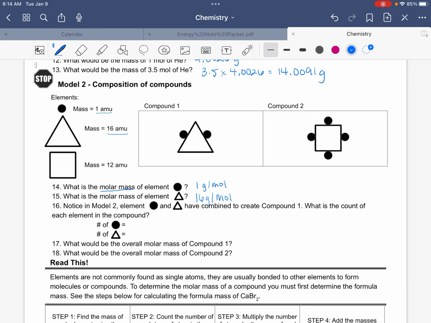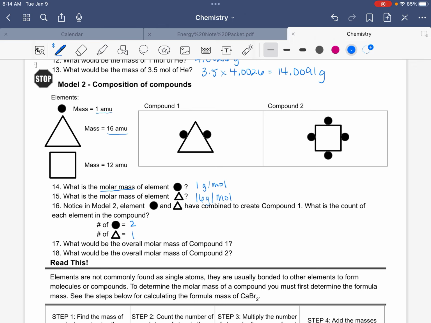For number 16, notice in Model 2, element circle and triangle have combined to create compound 1. What is the count of each element in the compound? So here is compound 1. Here it is combined together. It's asking how many of the circles do we have and then how many of the triangles. So we have 2 circles and we have 1 triangle.